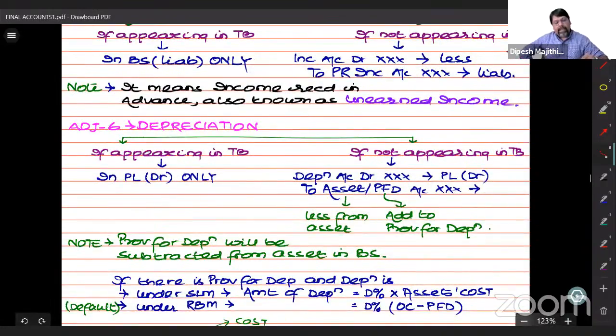Depreciation, if appearing in trial balance, only PL debit. If not appearing in trial balance, then depreciation will go in PL debit. Either it will be subtracted from asset or it will be added to provision for depreciation. If provision for depreciation is given, which is generally not given. Note, provision for depreciation will be subtracted from asset in balance sheet.